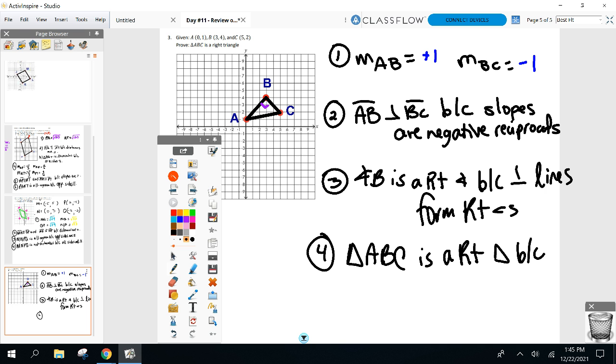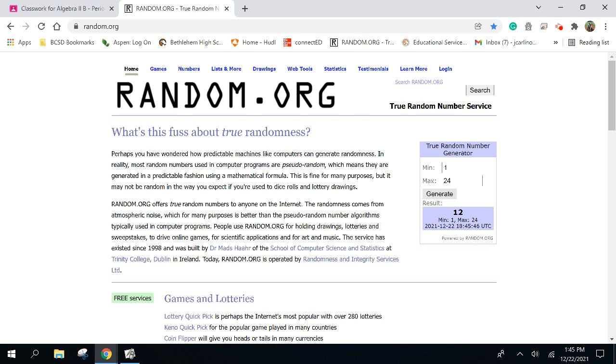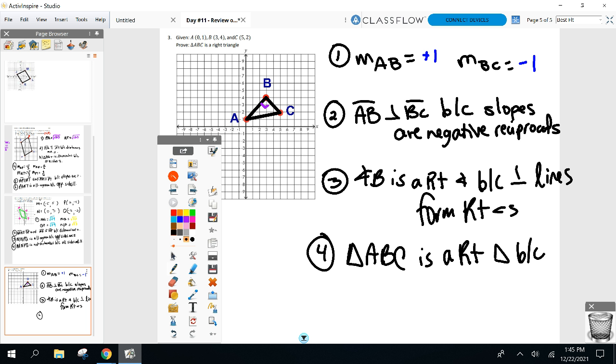What's a good reason? Why is it a right triangle? Speak to me in your own words. I don't need something fancy. Yeah, because right triangles have right angles.